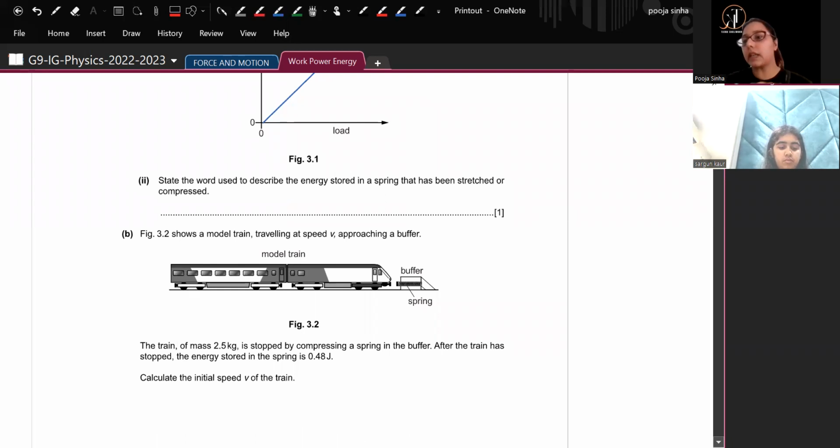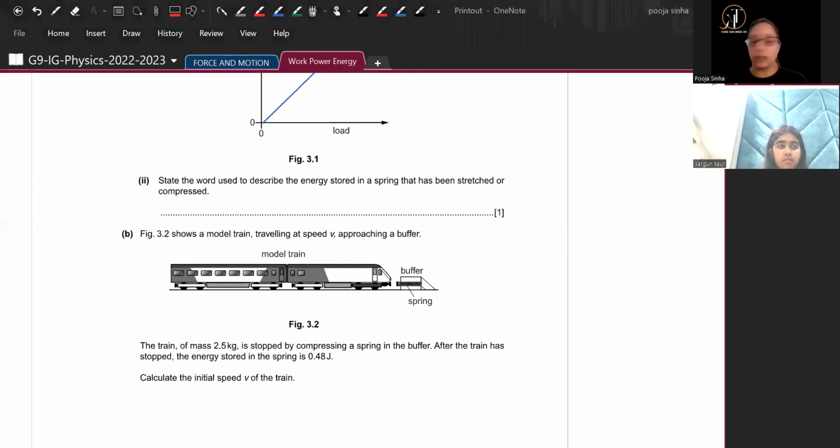State the words used to describe the energy. Now you're talking. Now it's asking you about question about energy. State the word used to describe the energy stored in the spring that has been stretched or compressed. Elastic energy. Okay. Stretched or compressed. Elastic बोलेंगे, उसमें एक और word था. What was it? Elastic potential energy. Elastic potential energy. ठीक है?